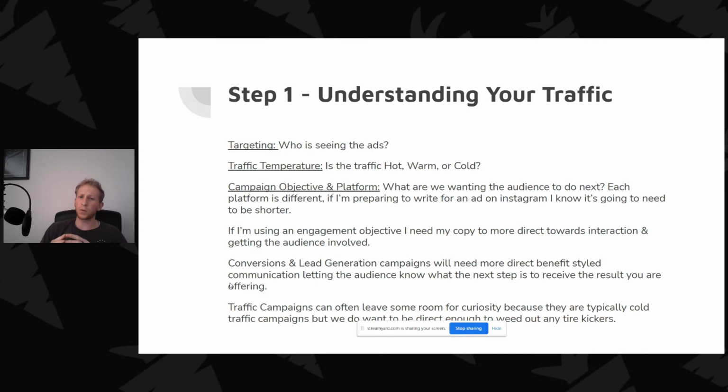The same goes for when we're understanding platforms. When we have different platforms, we need to write slightly different copy. So if we're doing something on the Instagram side, it's going to be shorter. If we're doing things more on the Facebook side, we can be a little bit longer depending on our placements. But all that needs to be considered when we're deciding where we're running those ads. And those objectives go hand in hand. I've got a couple more examples down here, like using an engagement objective, you want to be more interactive; conversions and lead gen, more direct; traffic, more curious. So all those are things that we need to consider.